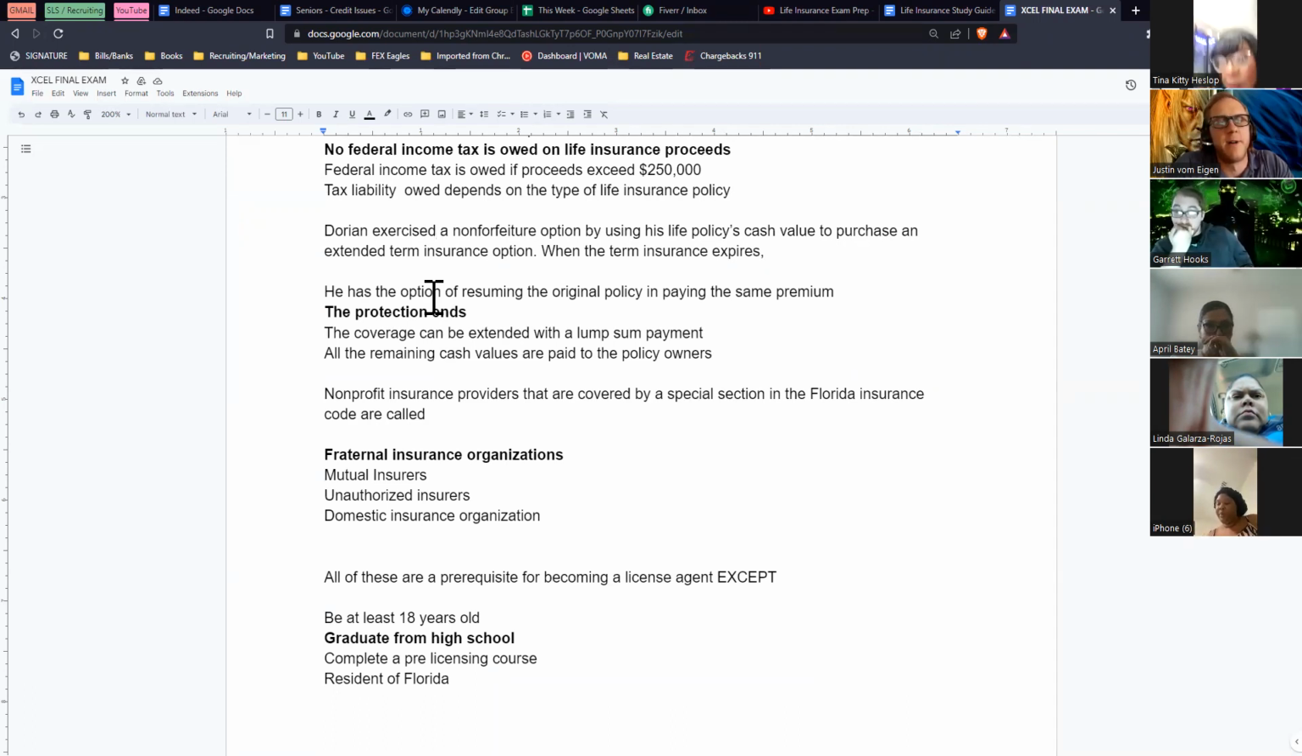So an extended term policy is when you say, hey, I'm going to use all my cash value to buy a term policy. And then once that term policy is done, you don't have coverage anymore. That makes sense? Cool.